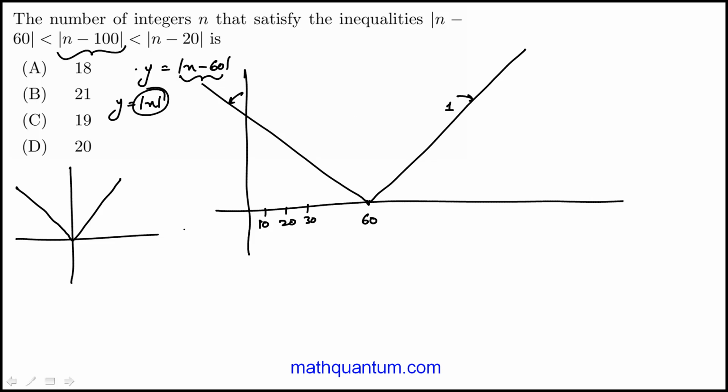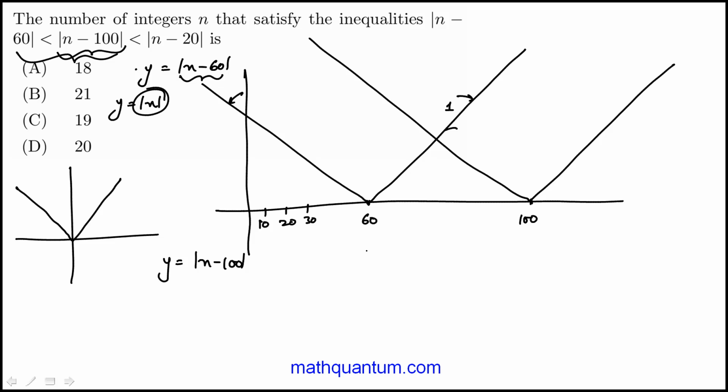And so next I'm going to graph this. And here the arms will be parallel to that. The only difference is that the shift will be to 100 here. So it's going to look something like that. So if we just look at this portion, n minus 100, we're looking for the region where the value of that function is greater than n minus 60.